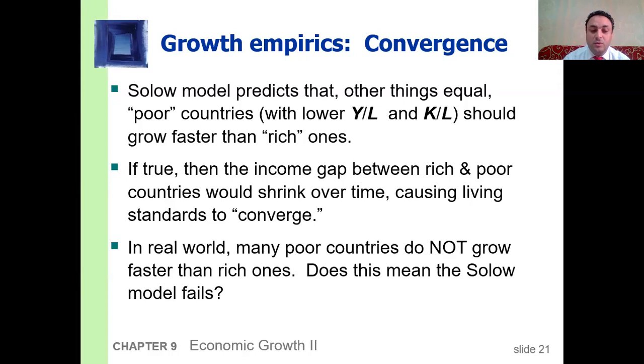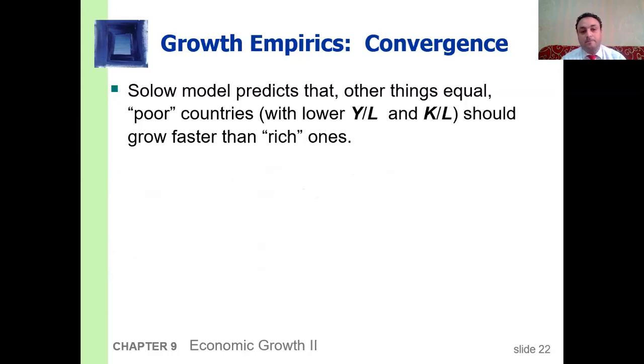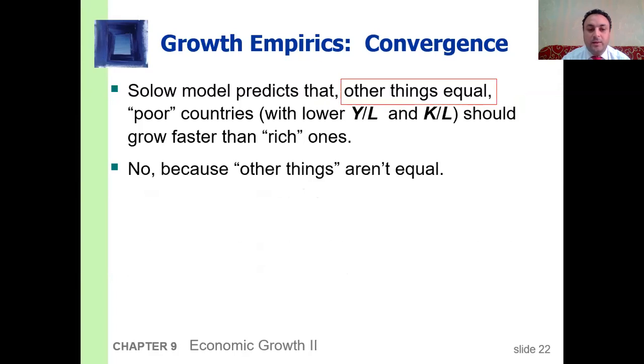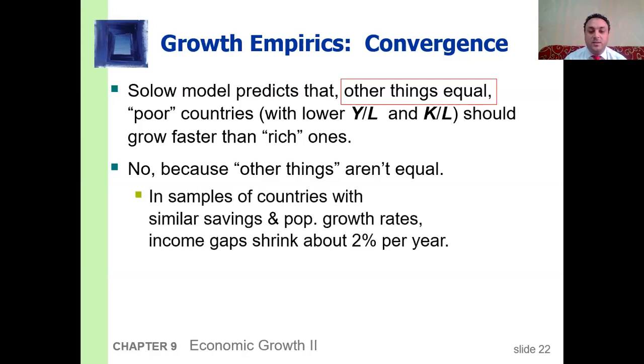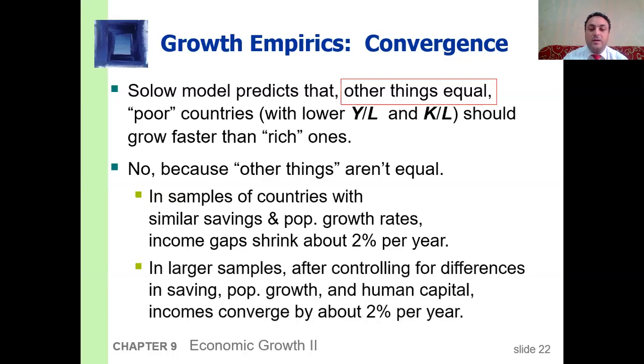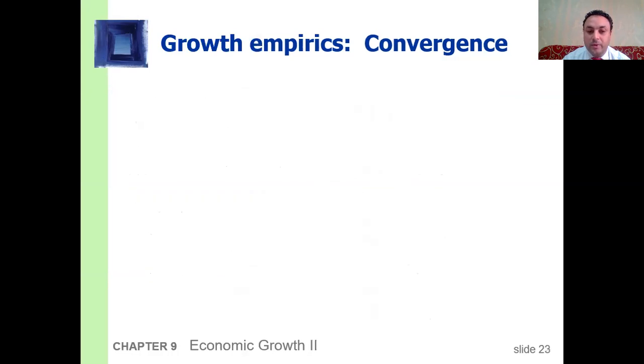Does this mean that the Solow model fails? I don't think so, because the Solow model predicts that other things remain equal, and other things are not equal in the real world. In samples of countries with similar saving and population growth rates, income gaps shrink about 2% per year. In other countries, which is the majority, after controlling for differences in saving, population growth, and human capital, incomes converge by about 2% per year.